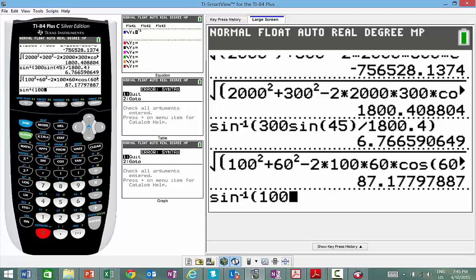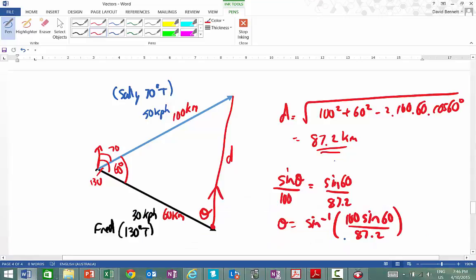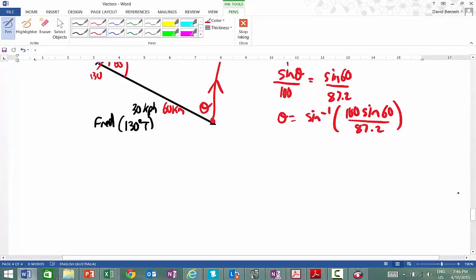Alright, so down to the calculator, we'll work out that angle, so it's inverse sine of 100 times sine of 60, divided by 87.2, and that will give me an answer of 83.3 degrees. So theta equals 83.3 degrees. Now that's not my answer in terms of my bearing that I need to travel at. I need to do a little bit of thinking about that.